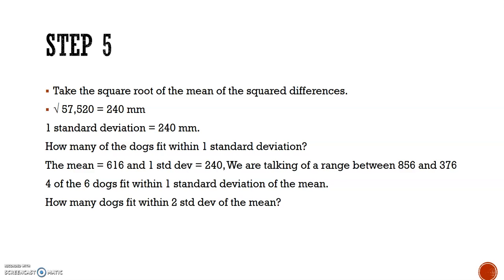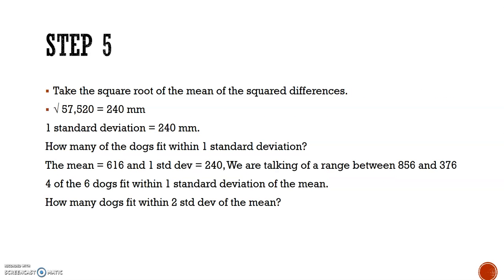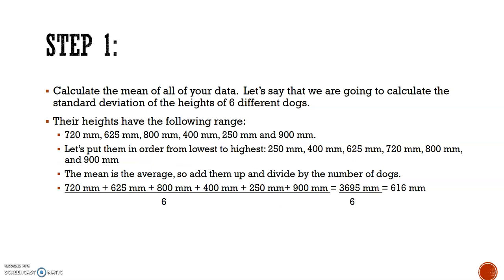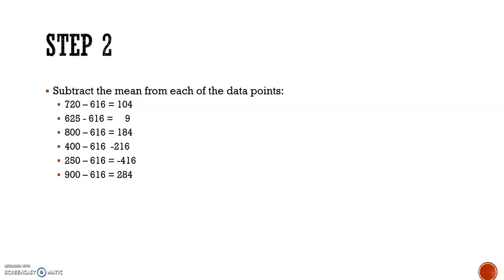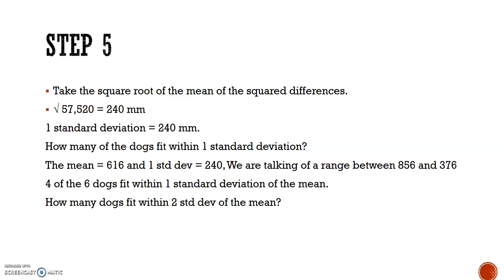How many dogs fit into 2 standard deviations of the mean? Well, they pretty much all should. All right, good. And we're going to give you some problems later on so that you can practice this. So, here are all the steps. Step 1, calculate the average. Step 2, subtract the mean from each data point. Step 3, square each difference. Step 4, find the mean of the squared differences, and then take the square root of it. That's a lot. AP Stat, here we come.